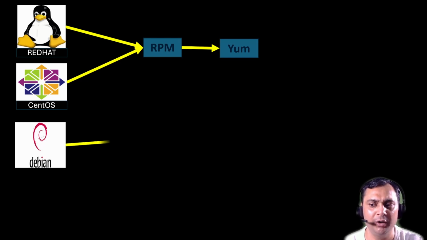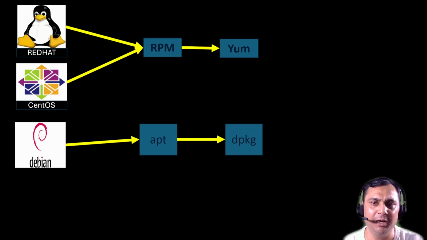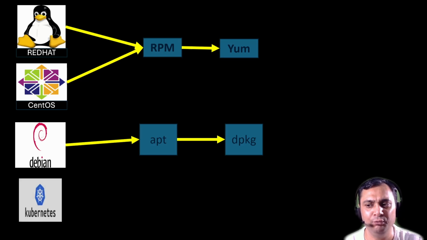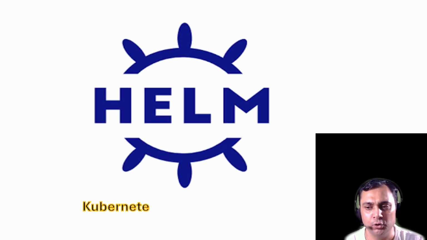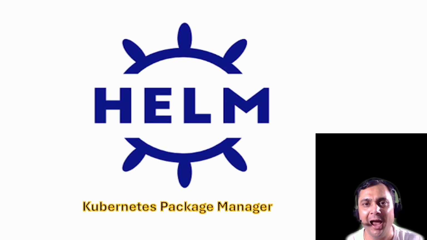Same as it is for Debian, we have the apt command. It uses dpkg. Same as it is for Kubernetes, we are using Helm. In short, we can say that Helm is a Kubernetes package manager. Let's focus on the Kubernetes package manager, Helm.